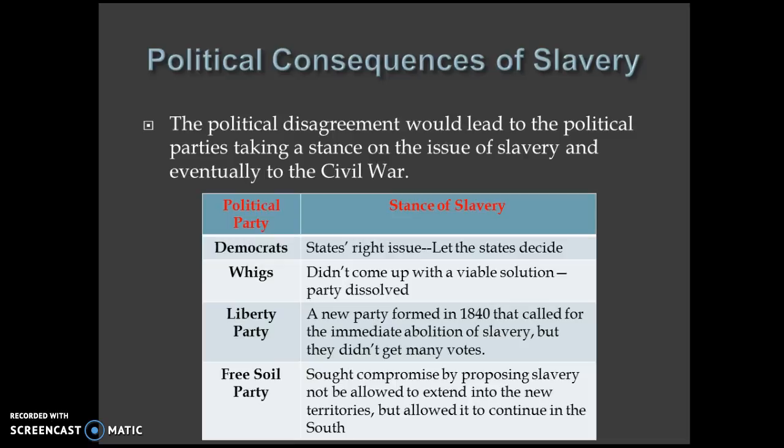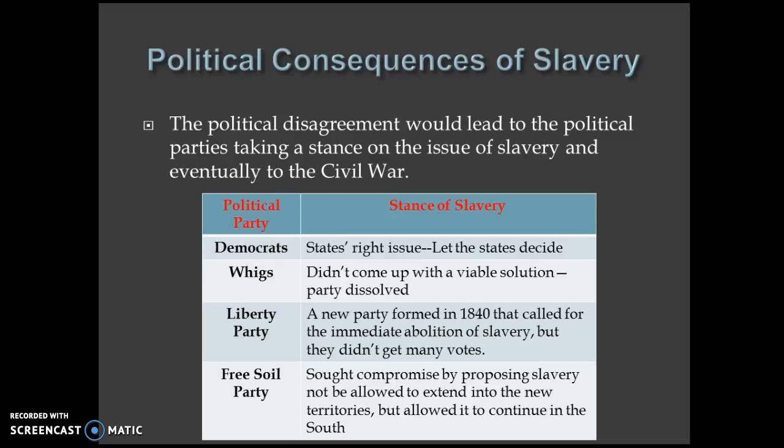The Whigs, they didn't come up with a viable solution. The Whig Party, basically, they were kind of divided. There were two wings of the party. One was an anti-slavery party, one was a pro-slavery party. And so since they couldn't really come up with a viable solution together, the party basically is going to dissolve, and it's not going to be a factor moving forward into the Civil War.